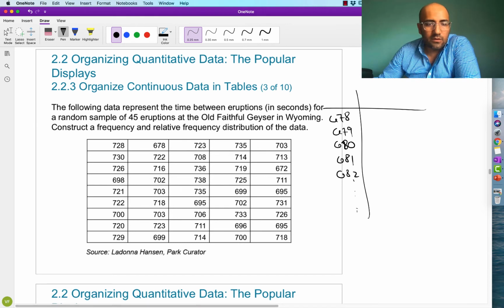What's the largest number I see? I see a 728, 730, 738, right? So it's going to go all the way to 738 as the largest one I see, I think. And who knows, there might be one random one that's bigger than that. So it's not going to look very pretty this way. Instead, what we want to do is put up little groups, little classes, little intervals that capture some of this data. And that can vary a little bit depending on how you do it.